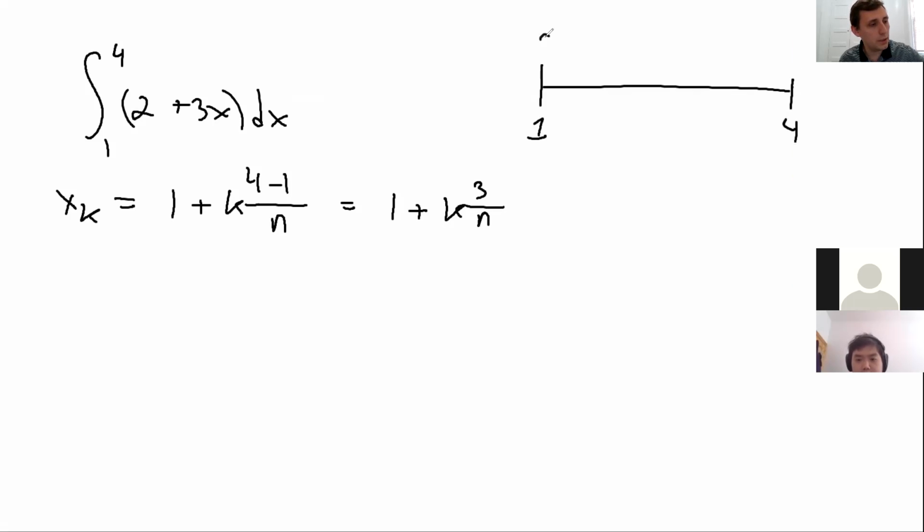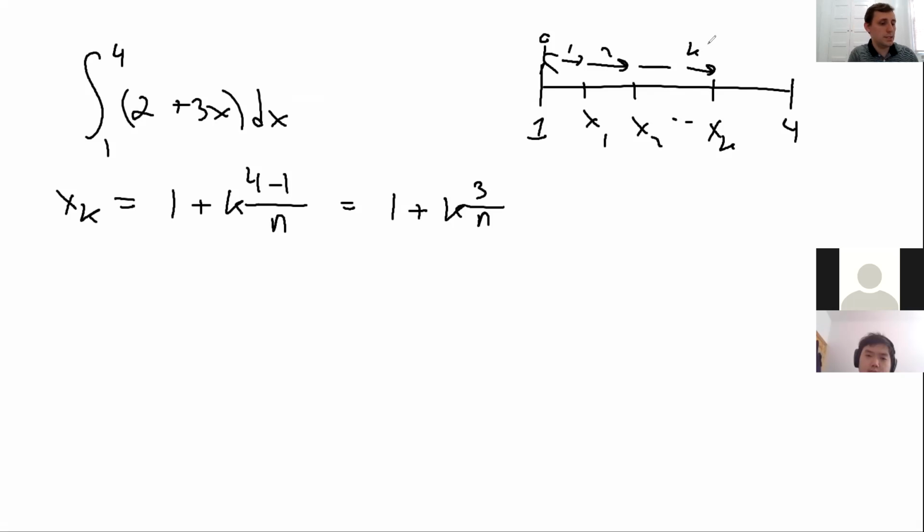So you begin walking from 1 in this description, and here is x1, x2, xk. How many blocks will you move? So this is first block, second block, all the way to kth block. And the width of the block is 3 over n. That's just the width of the block.